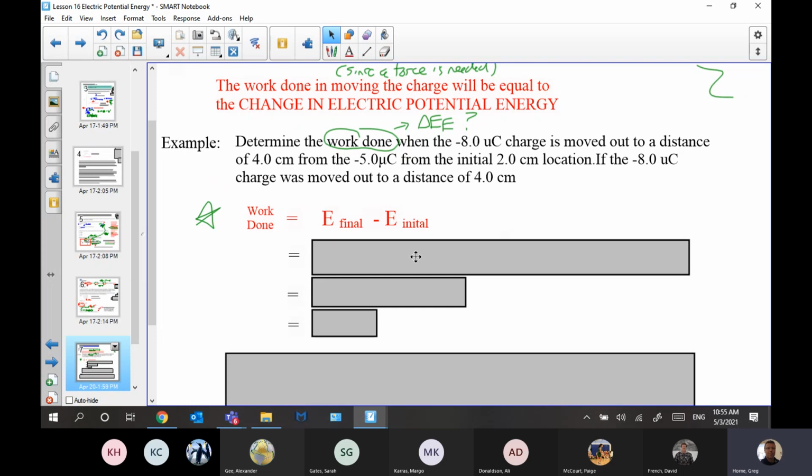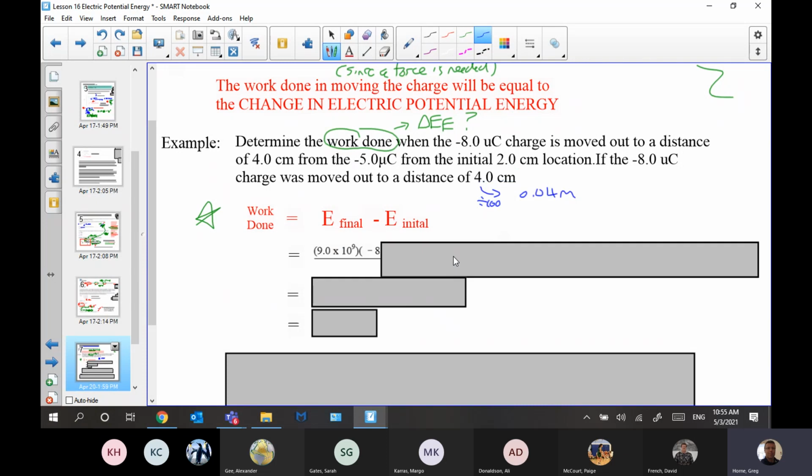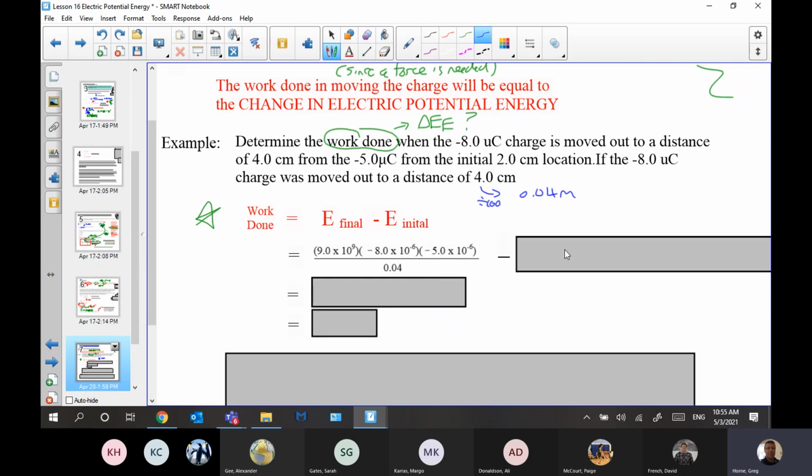So final minus initial. We're talking about the final energy. It was moved out to a distance of 4, so that's the 4 centimeter mark, right? I don't have it written on this page, but I could have written it as given. Of course, we're going to divide by 100 and end up with 0.04 meters. And so that's the final position.